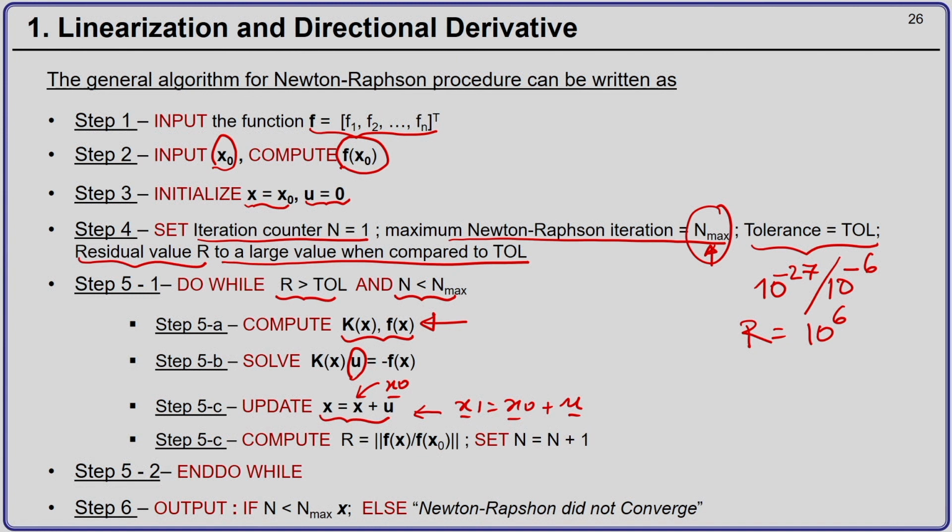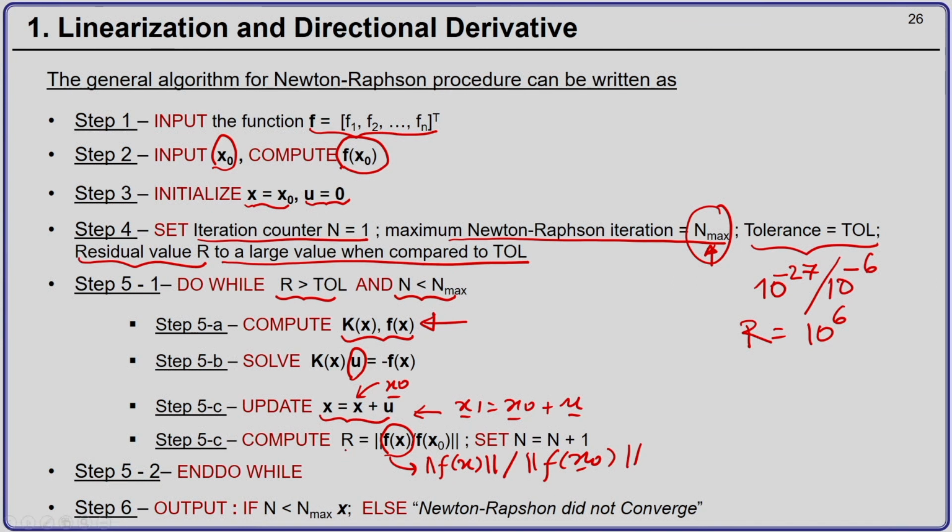Now, once you have evaluated the new value of x, you can recompute your function, and then what you can do? You can take the norm of the function divided by the norm of the function at the initial guess.